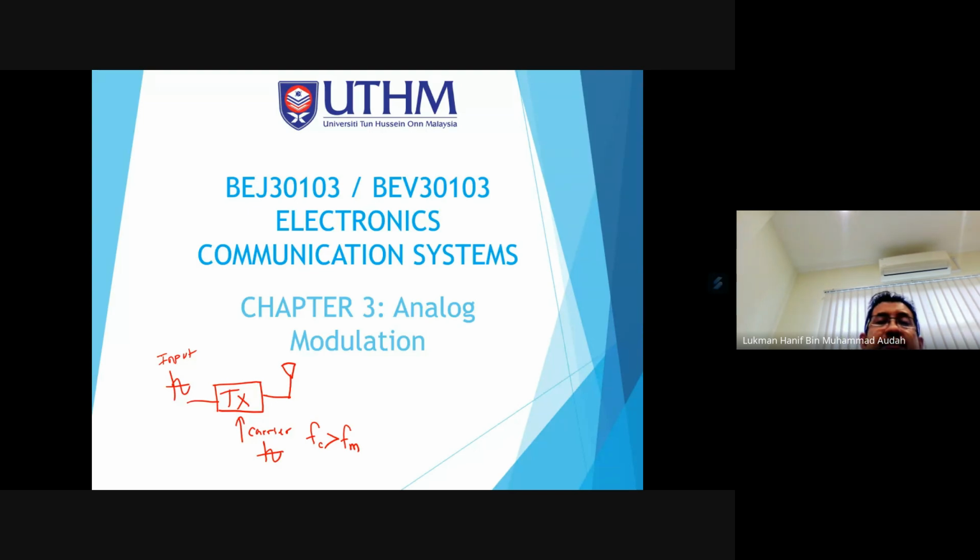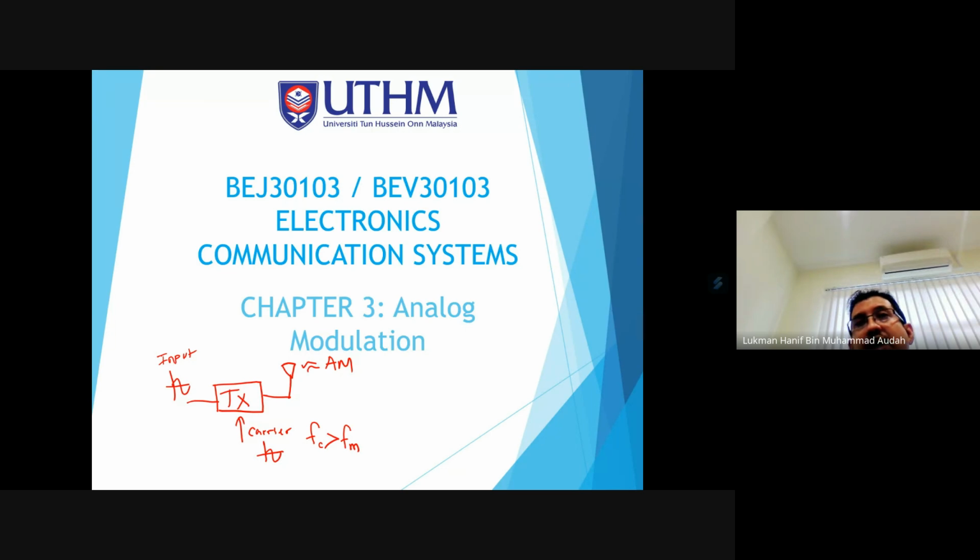And we have learned previously that there are three properties of the carrier that will change. The first one is the amplitude. If the amplitude of the carrier changes in accordance with the amplitude variation of the input signal, we call it the AM signal, amplitude modulation, AM.